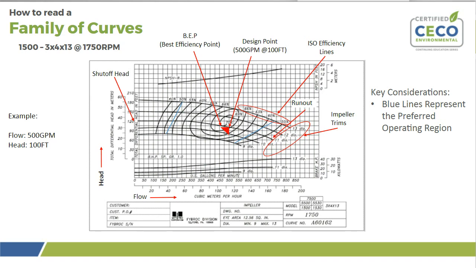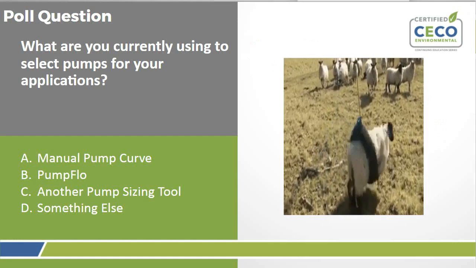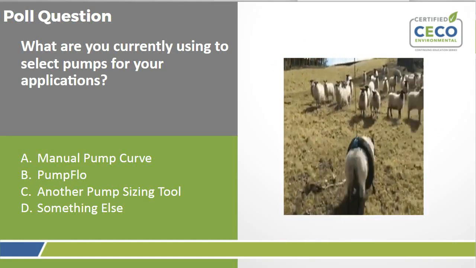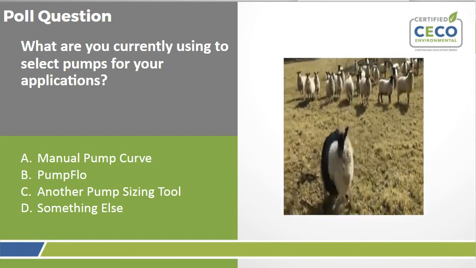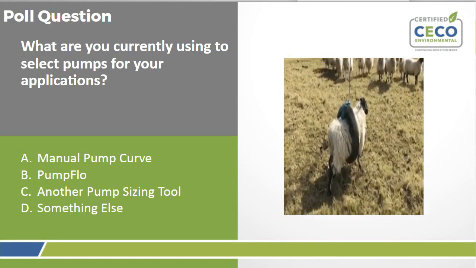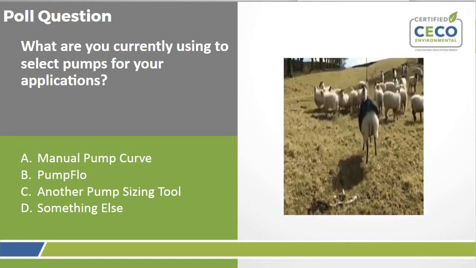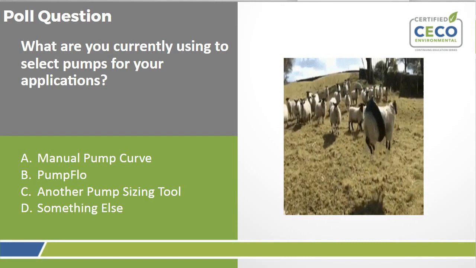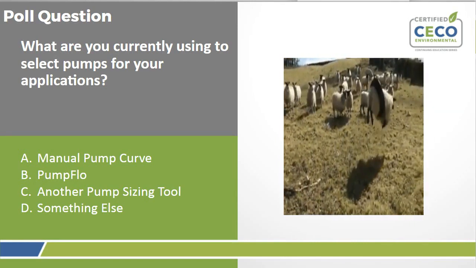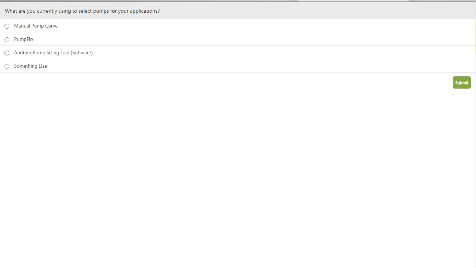Move on to the next slide here. Poll question, Mary. Okay. Thanks. Next poll question. Again, you'll be able to select on the next slide. What are you currently using to select pumps for your applications? Are you using a manual curve, some type of software like Pump Flow, something else? Let's take a look and see what all of you are using. We'll give you a couple seconds here. We're going to go quick on this one since we're getting close to the end of the presentation. So let's see what everyone's using.